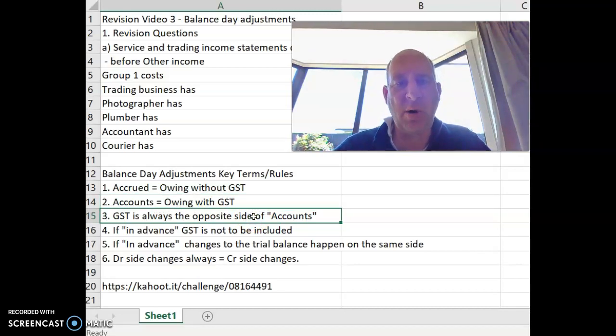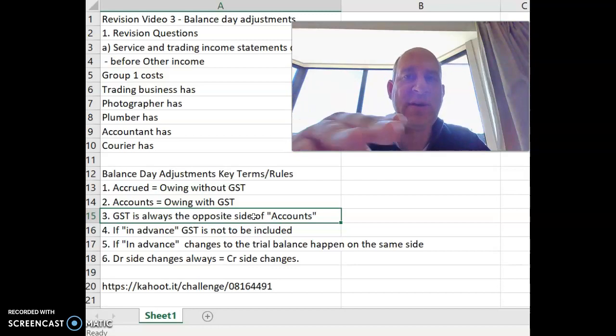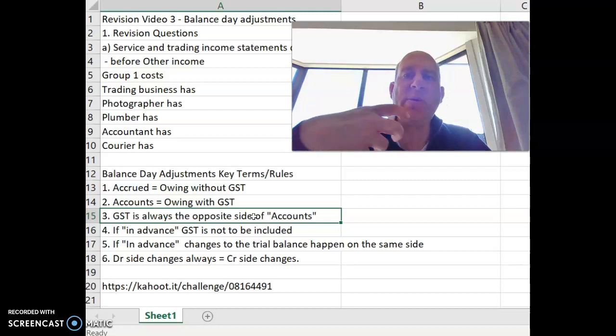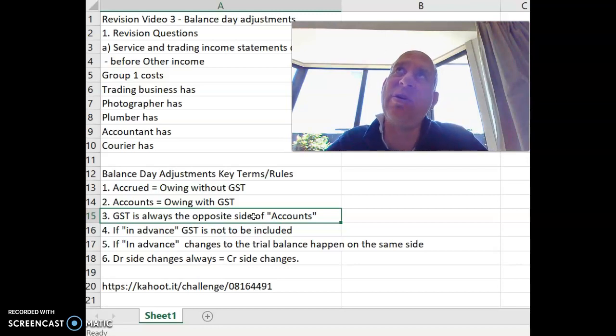So write that in. Also number 3, write that in. GST is always the opposite side of accounts. So if we debit accounts receivable, we're going to credit GST. If we debit accounts payable, we're going to credit GST. So GST is always the opposite side when we incur that cost. Same with bad debts. With bad debts, we're going to credit accounts receivable, so the debit will be GST. So GST is always on the opposite side of the word accounts.